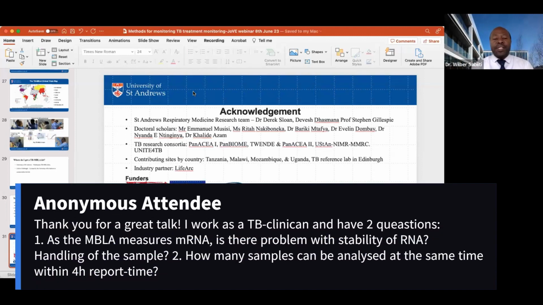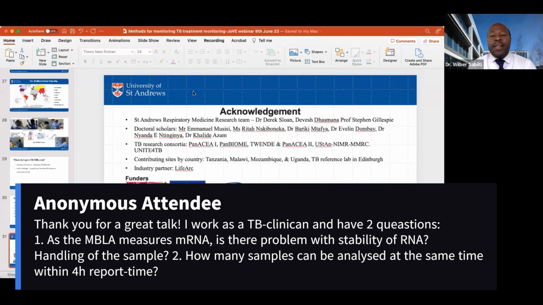The next question is, thank you for a great talk. I work as a TB clinician and have two questions. As the MBLA measures messenger RNA, is there a problem with stability of RNA in handling of the sample? And how many samples can be analyzed at the same time within the 4 hours report time?